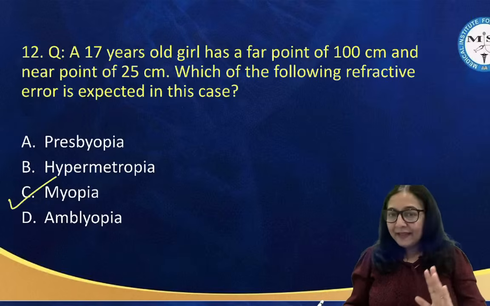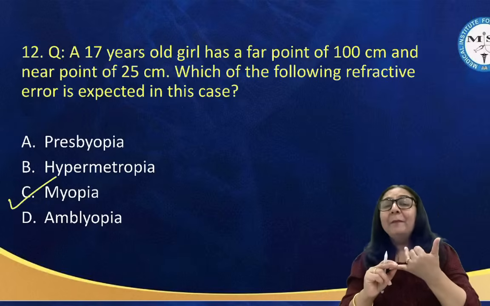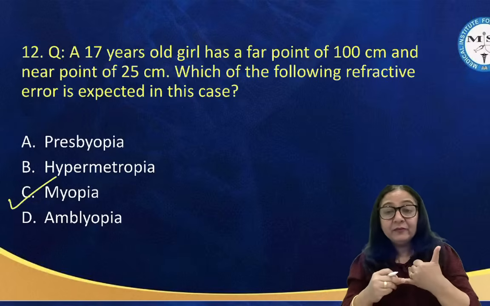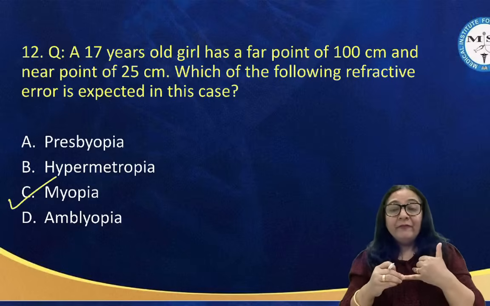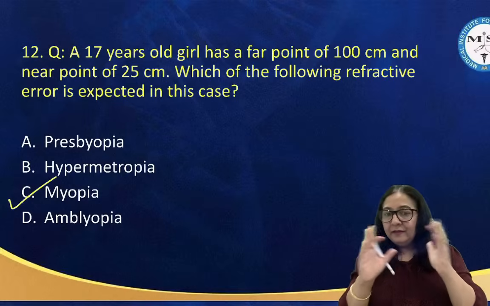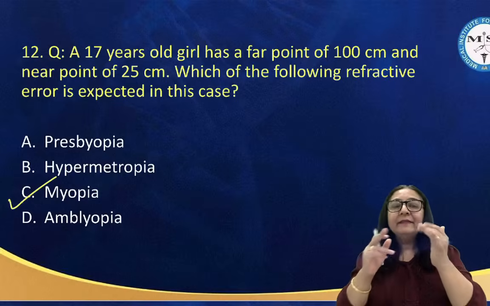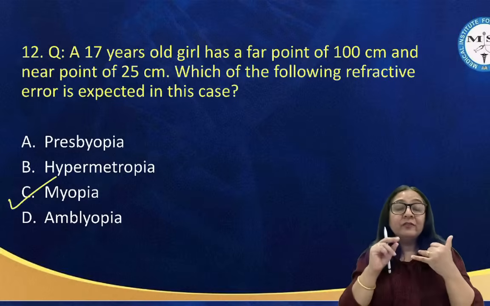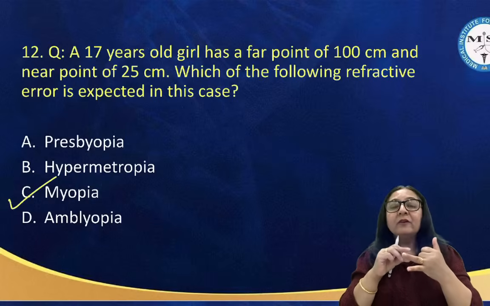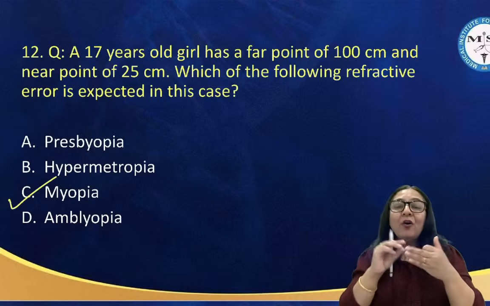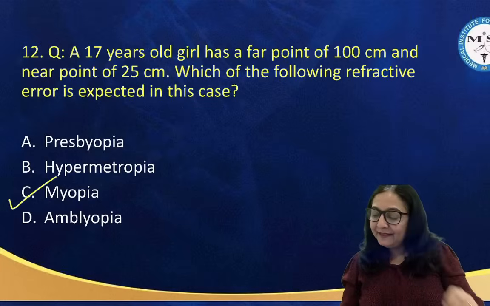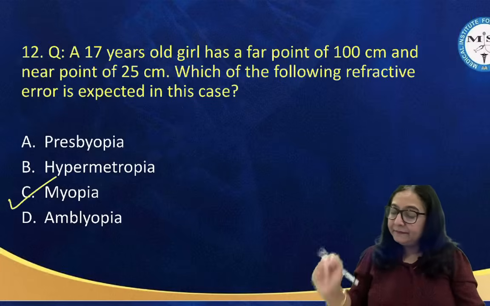And what is amblyopia? Amblyopia is suppression of the vision when there is no organic cause for that. The suppression of the vision can be because of uncorrected refractive error, because of anisometropia, or because of strabismus.